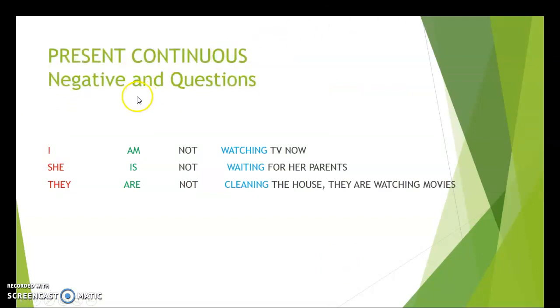Present continuous, negative, and questions. First, let's go over the negative statements. Here we got the subject plus is, am, or are plus not, plus the verb plus ing. For example, I am not watching TV right now. She's not waiting for her parents. They are not cleaning the house. They are watching movies.